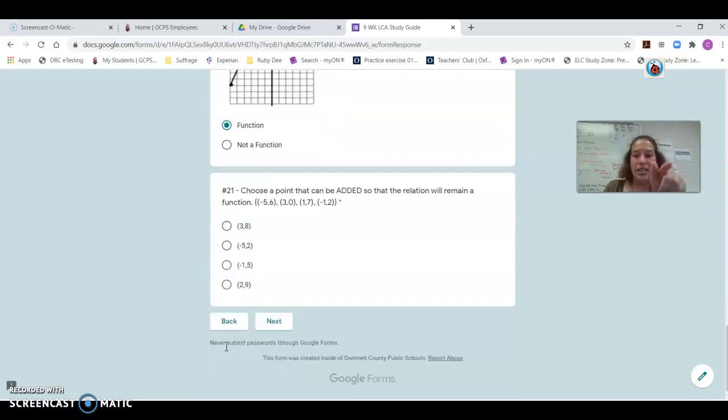Okay, so this is a really easy question actually, but kids always get confused because they don't know what it means. So this is saying, what point can you add so that it's still a function? Basically it's saying, which one of these points could you add and it doesn't mess anything up? So I have -5, 6, 3, 0, 1, 7, -1, 2.